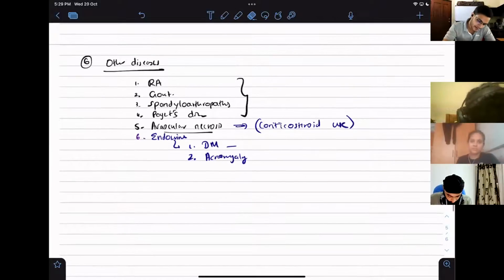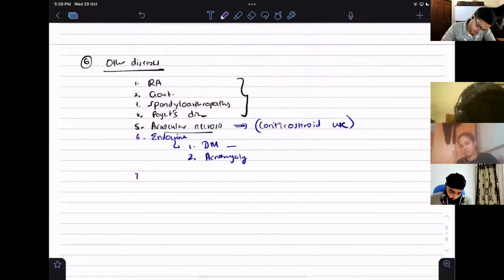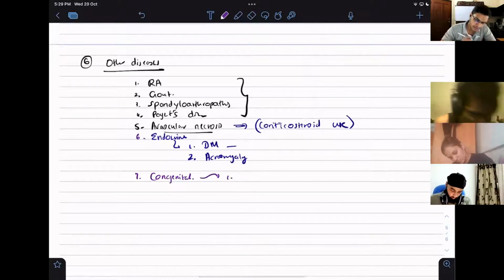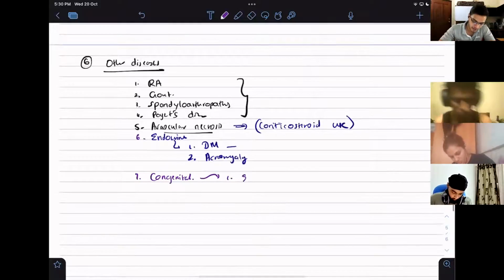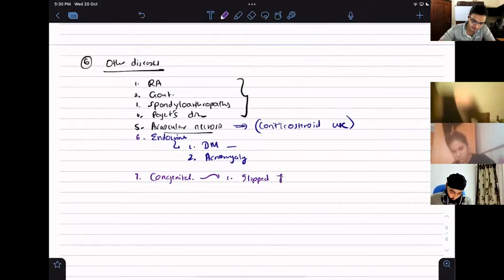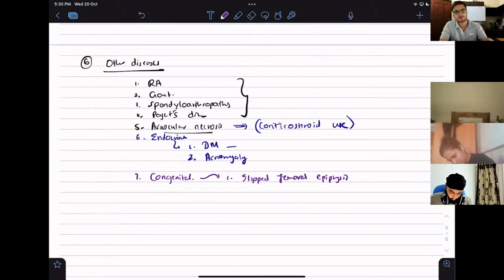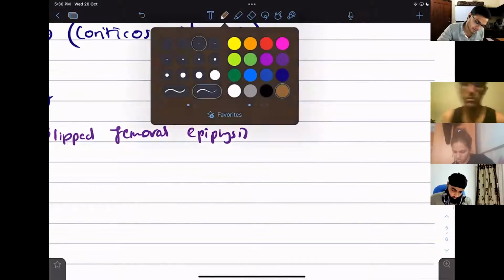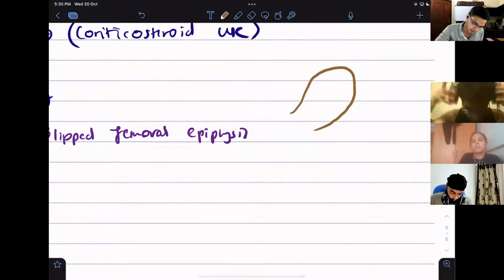Okay, right. Then, guys, there are some congenital things we need to talk about. Congenital, right? These ones mainly you will come across in pediatrics and pediatric surgery, right? Right. There is one, guys, slipped femoral epiphysis. Slipped femoral epiphysis. What is this slipped femoral epiphysis? This one, guys, mainly in teenagers, right?